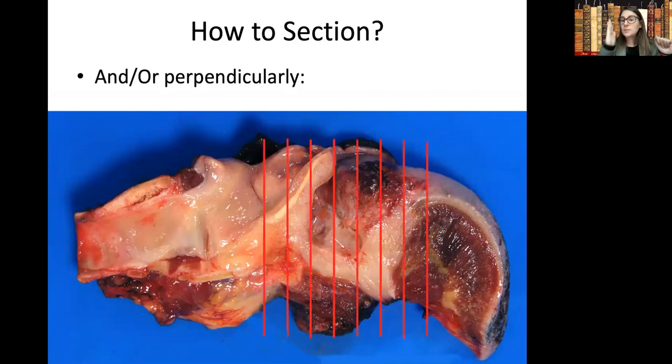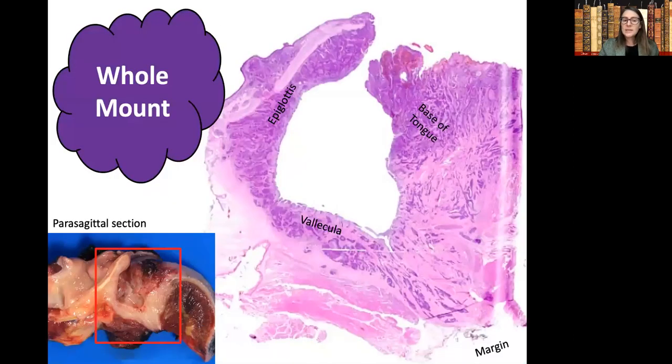Or you can also take perpendicular sections and then sort of walk through the tongue, the vallecula, the epiglottis, the larynx, etc. And so in this case, we actually did a little bit of both. So we ended up doing a whole mount of a parasagittal section, seeing that base of tongue tumor flowing under the vallecula in the anterior surface of the epiglottis, and even maybe poking through to encroach on the opposite surface, the laryngeal surface of the epiglottis seen here.